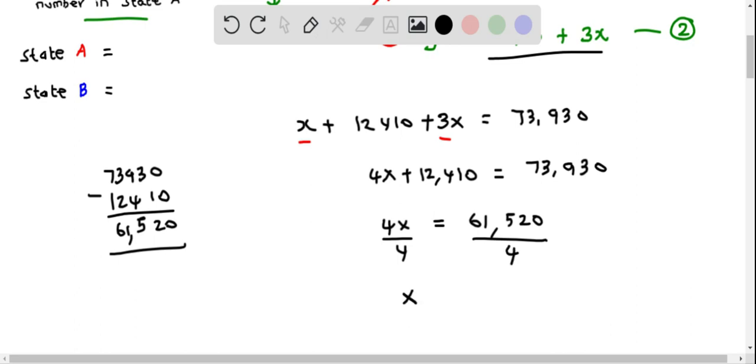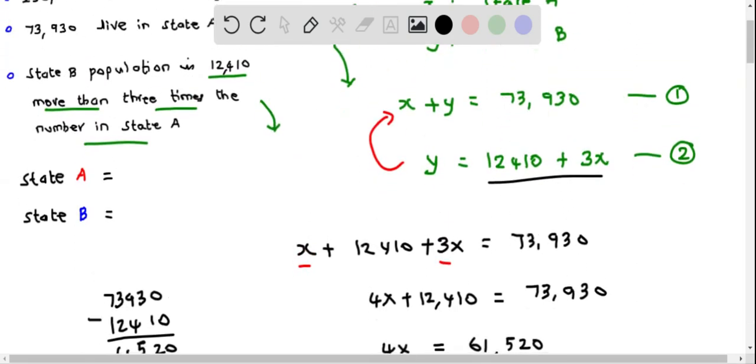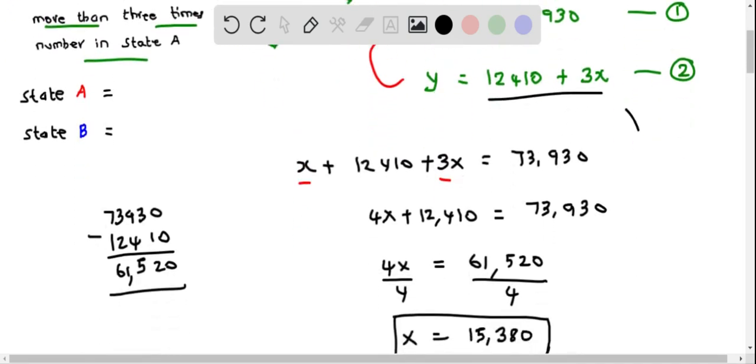We now divide both sides by 4, so we can solve for x. So we get x equals 61,520 divided by 4. When we do the actual division, we get 15,380. So this represents the number of people who live in state A. Now, using this x value, we have to solve for y. For that, we can replace the value of x into this expression.